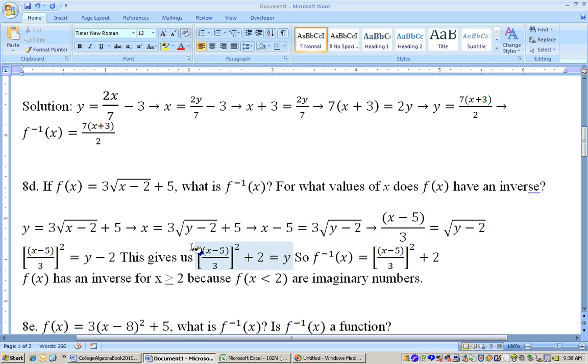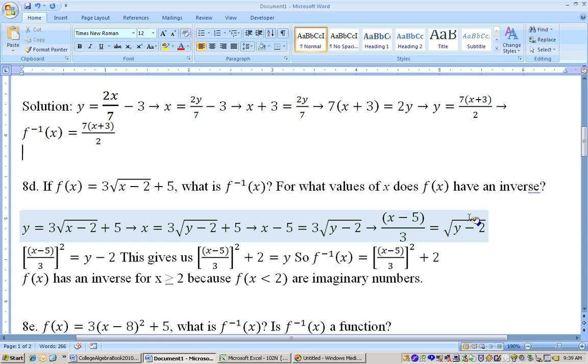So I would subtract 5 to get x minus 5 equals 3 times this quantity. Divide through by 3 to isolate the square root, and I get x minus 5 over 3 equals the square root of y minus 2. And to get rid of a square root, square both sides. So I'll square the x minus 5 over 3. I'll just put that quantity squared equals y minus 2, that square root.